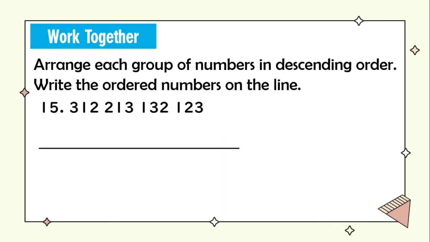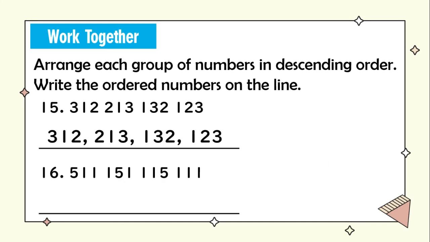Okay? So for number 15, let's check again the place value of numbers. So we have 312, 213, 132, and 123. So the greatest number here is 3. So first is 312, followed by 213, and then we have two numbers that have the same value of hundreds. That's 1 and 1. So let's proceed with the tens place value. We have 3 and 2, so the greatest is 3, followed by 132, and the least number is 123.